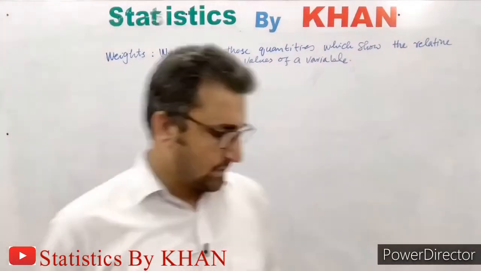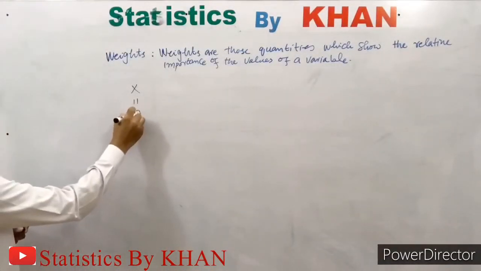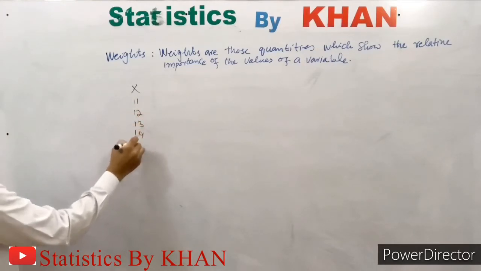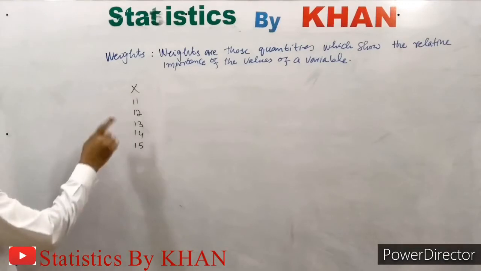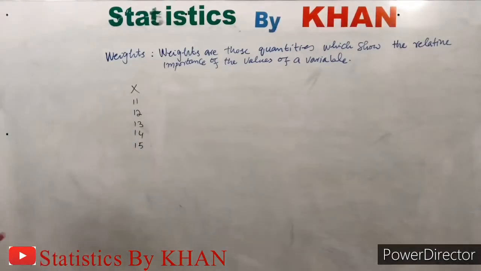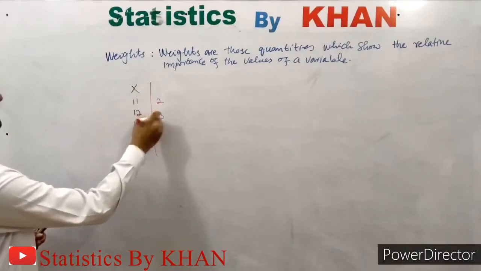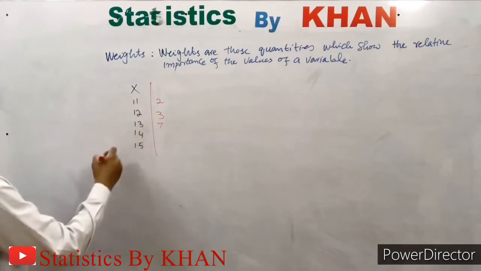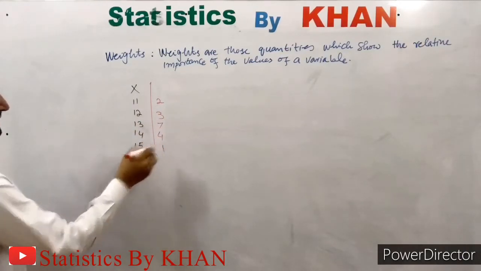For example, we have a variable x whose values are 11, 12, 13, 14, 15. Now, we have a data set in which different values of x have occurred. I mean, a data set in which 11, 12, 13, 14 and 15 have occurred, but 11 has occurred 2 times, let's say. 12 has occurred 3 times, 13 has occurred 7 times, 14 has occurred 4 times, and 15 has occurred 1 time.